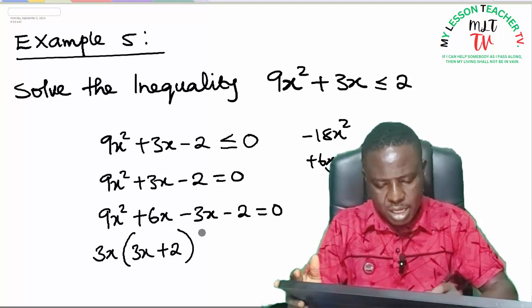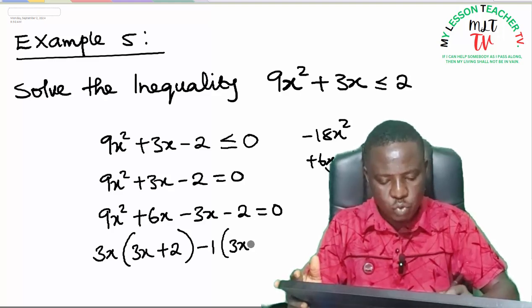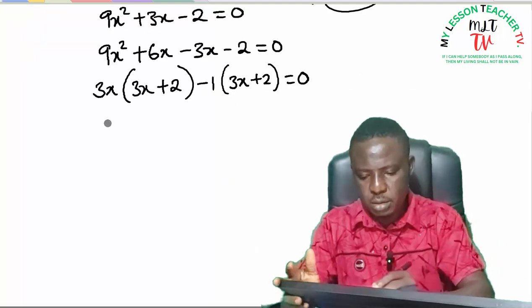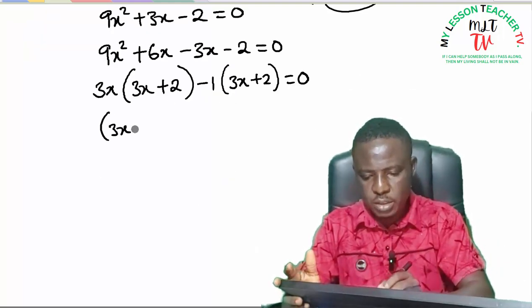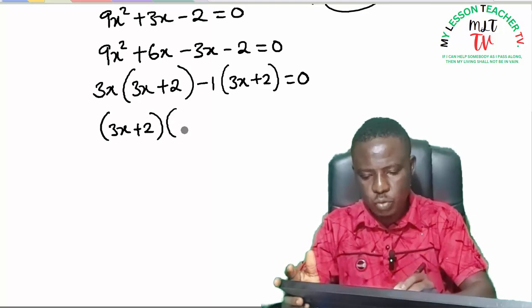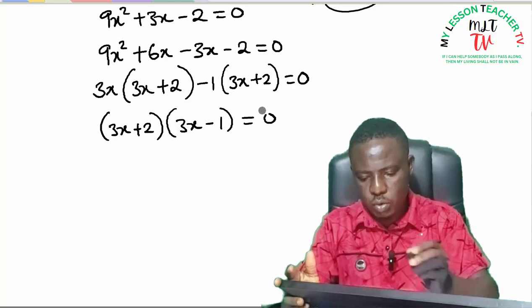Looking at the next two terms, what is common? Minus 1 is common. So you have minus 1 into bracket. Divide minus 3x by minus 1, you have 3x. Divide minus 2 by minus 1 gives you plus 2, which is equal to 0. You factorize again, this becomes 3x plus 2 into bracket 3x minus 1 is equal to 0.